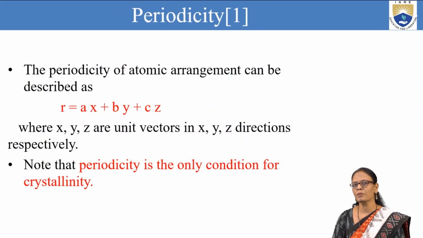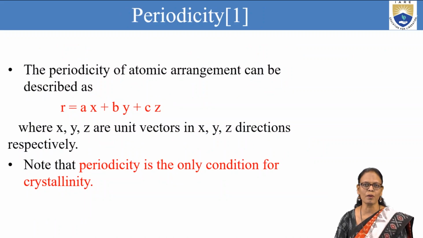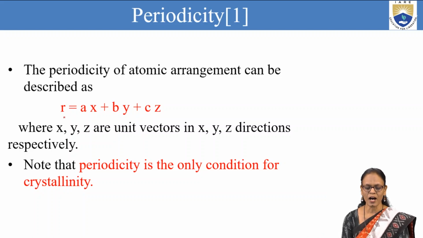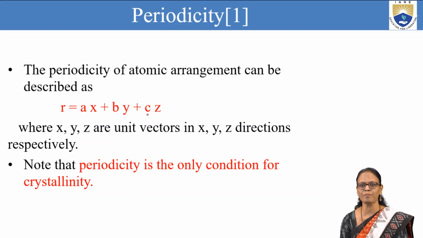Now, when it comes to the periodicity of the atomic arrangement, the position vector R is denoted by aX plus bY plus cZ, where X, Y and Z are the unit vectors along the X, Y, Z directions, and this is the condition for crystallinity. So, wherever there is periodicity, we call it a crystalline substance.